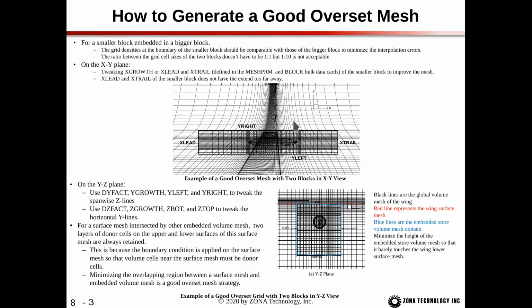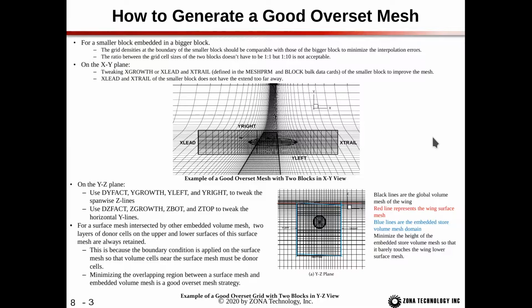They'll simply be held constant where the solution is interpolated from the child block, the inner block. So some additional ways to help with that grid density matching is on the XY plane. You can tweak X growth or X lead and X trail, which are defined in the MESHPARM and the BLOCK cards of the smaller block, to improve the mesh.